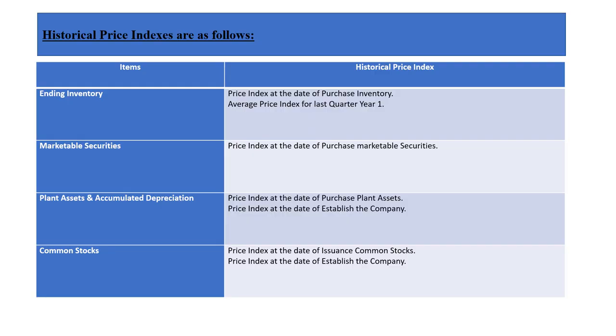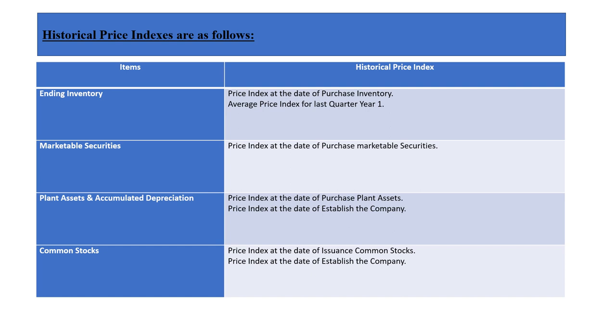Purchasing power gain or loss appears in the balance sheet. The historical price indexes in the balance sheet for the non-monetary items are as follows. The items and their historical price index: for the non-monetary items, we have the ending inventory, marketable securities, plant assets and accumulated depreciation, and the common stocks.